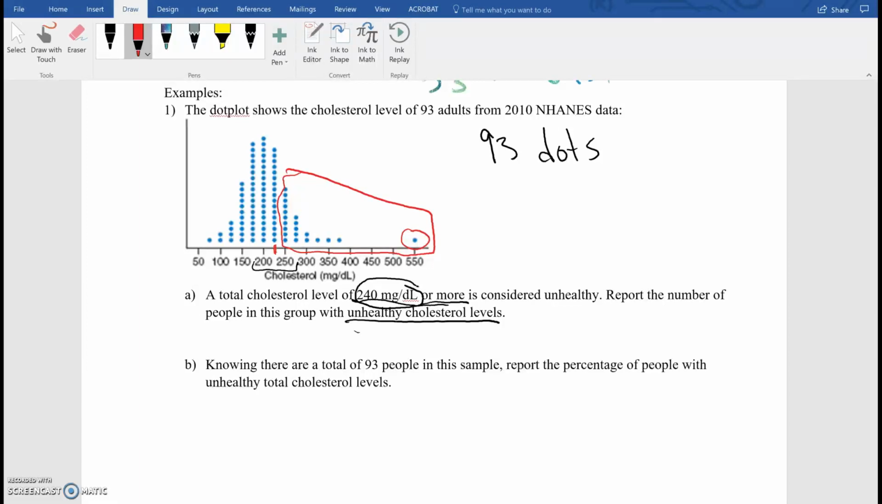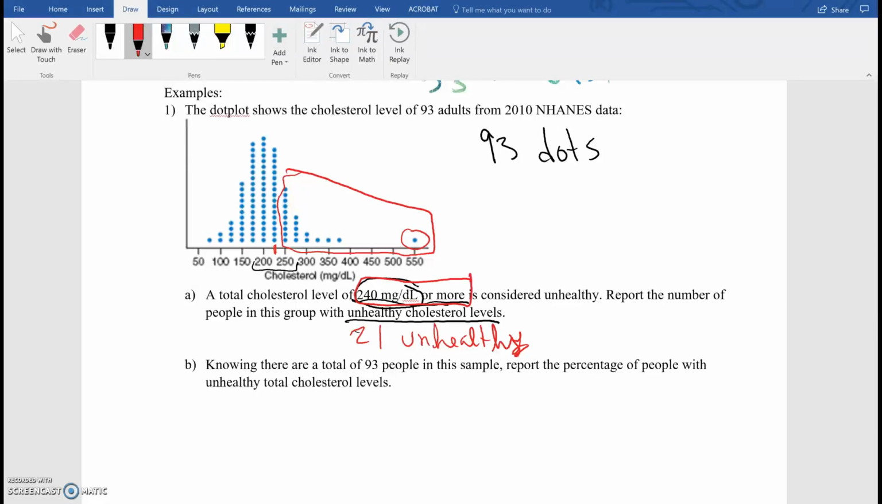How do we know how many there are? Let's just count the dots. If I count them, I believe there are 21. So there are 21 unhealthy. That's just it. No math, you just count the dots. Make sure that you do read these keywords though. This is a very important thing.